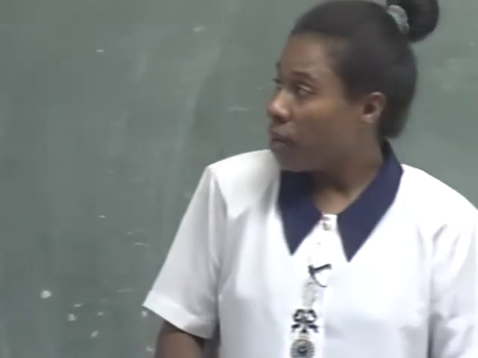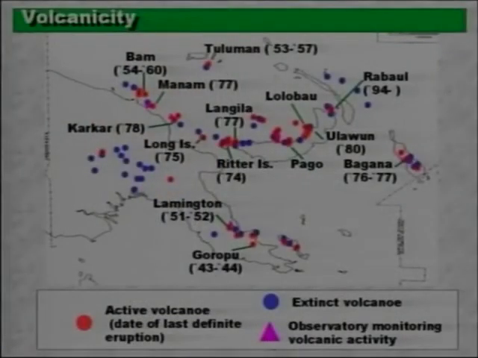Note also from the monitor, the key: the red dots indicate the active volcanoes in our country. The blue dots represent the extinct volcanoes in the country. And in our country, we also have dormant volcanoes. That means volcanoes which are sleeping and are likely to erupt.